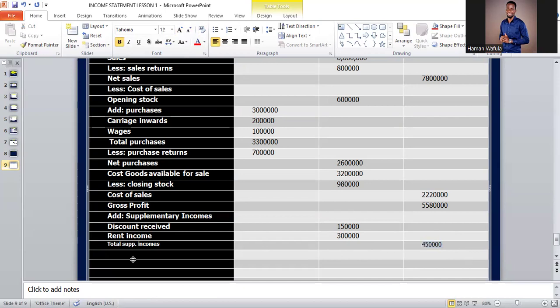So total supplementary incomes plus the gross profit gives you what they call the gross income. However, if you don't have incomes, you will not get the gross income. Just use your gross profit, subtract the operating expenses, and then you get your net profit. Plus 5,580. That is the net profit, 5,580. Then plus our total supplementary income, which is 6,100,000.